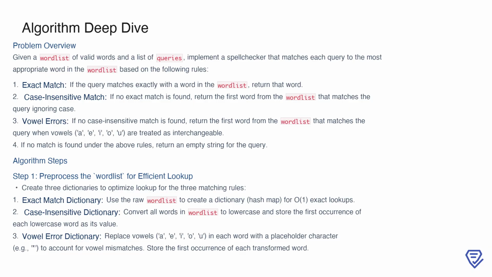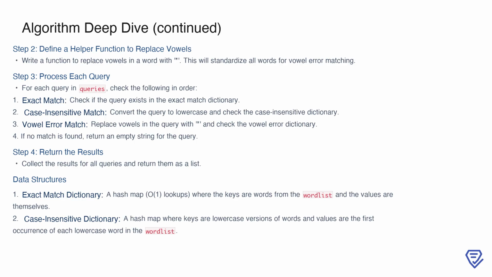These pre-processing steps lay the groundwork for efficiently checking queries against the word list. To handle vowel errors effectively in our algorithm, we need a helper function that standardizes words by replacing all vowels with a placeholder, such as asterisk. This ensures that words with different vowel combinations can be matched consistently. Once this function is in place, we move on to processing each query.